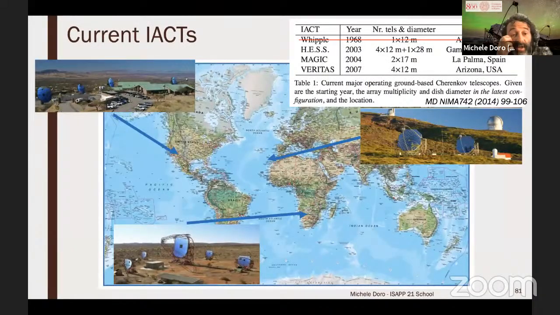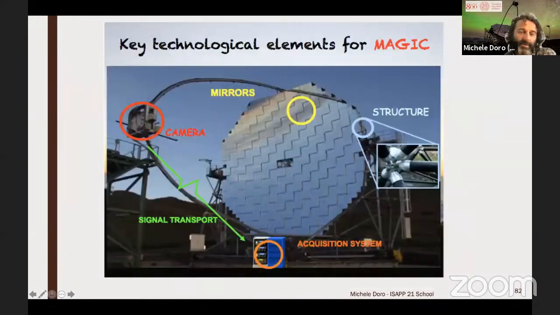There are 3 major IACTs, imaging atmospheric Cherenkov telescopes. I hope you learn about them: HESS, MAGIC, and VERITAS. I work for MAGIC here in the Canary Islands. We have VERITAS in the US, and we have an instrument in the Southern Hemisphere. That is HESS, made, look, of an array of telescopes for the reason that I was saying before.